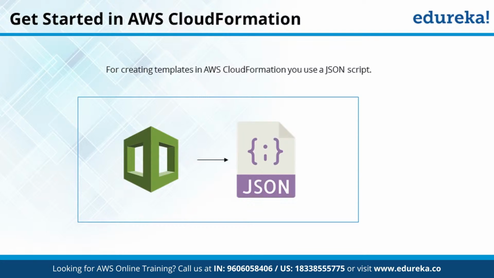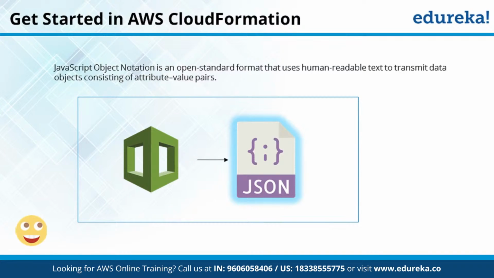Now, when you do that, in the backend it'll actually be creating a JSON script. What you can do as a user is, if you're good in JSON, you can create your own JSON script. Otherwise, you can use the CloudFormation designer to create a template. Now, for creating a template, like I said, you need a JSON script. Now, what is a JSON script then? A JSON script is basically a JavaScript Object Notation file, which is an open standard format. That means it is human readable, so you can read it as well as the computer.